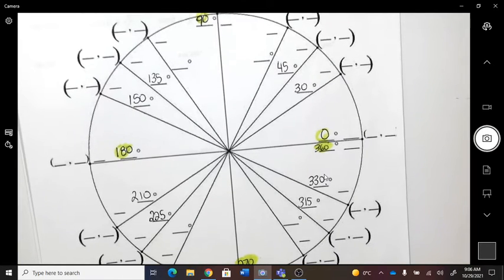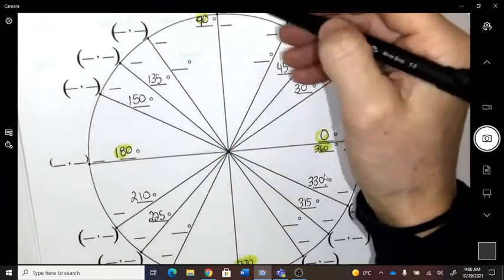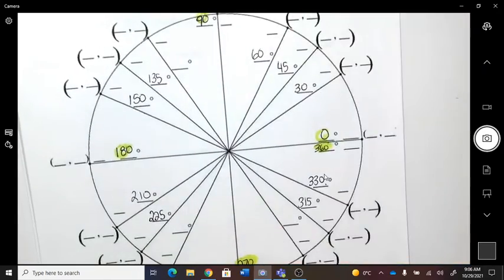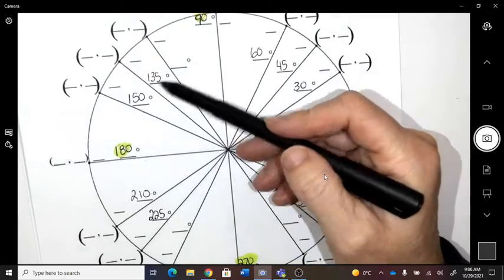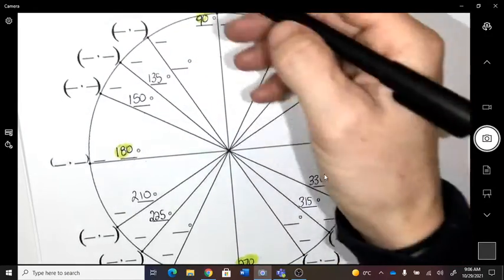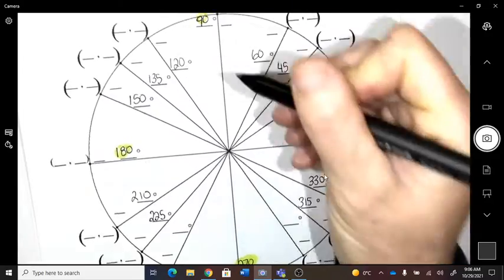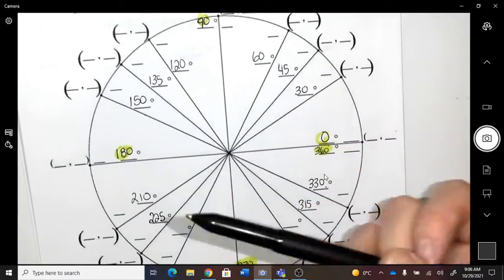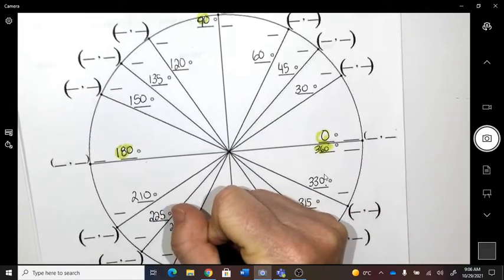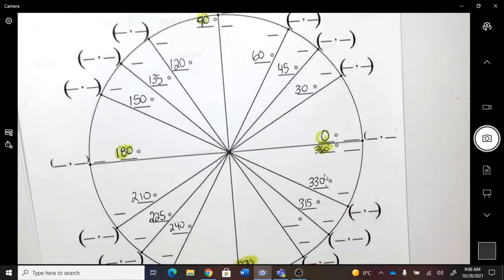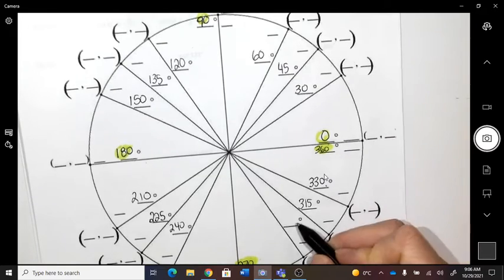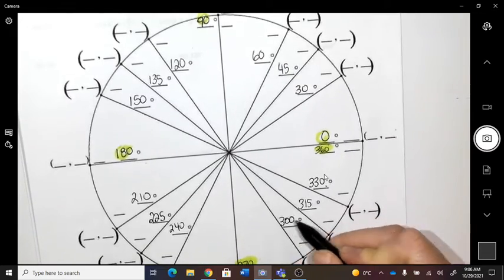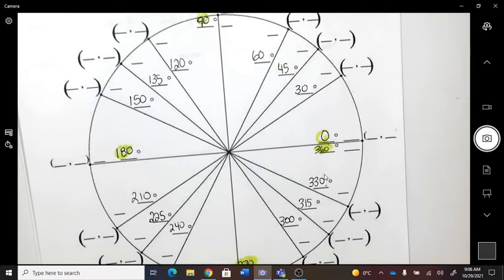All right. Now we're going to go with the 60s. So 60 degrees. 60 smaller than 180, 120. 60 bigger, 240. And 60 smaller than 360 is 300. And then that's all the angles.